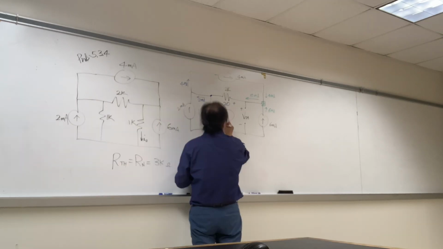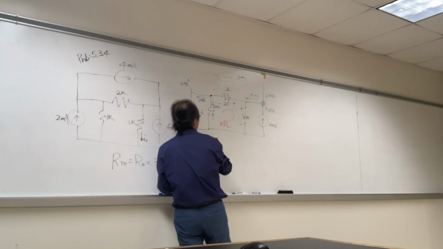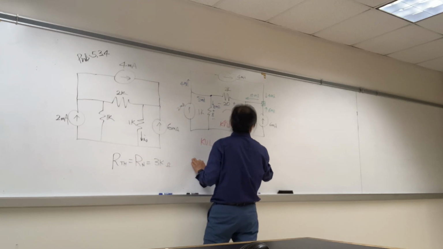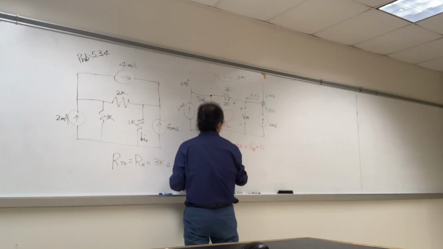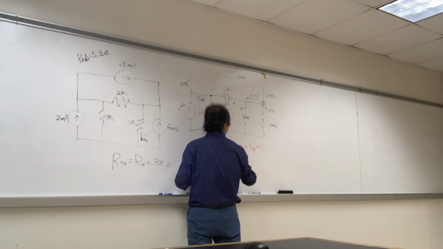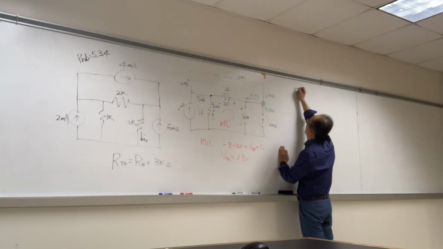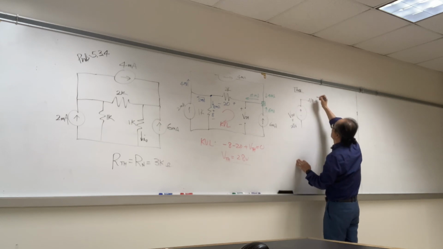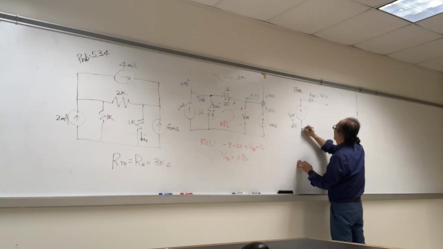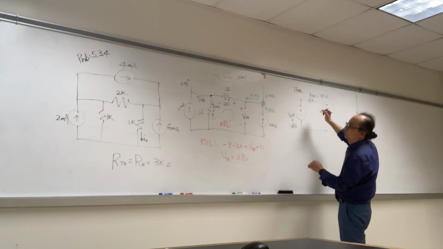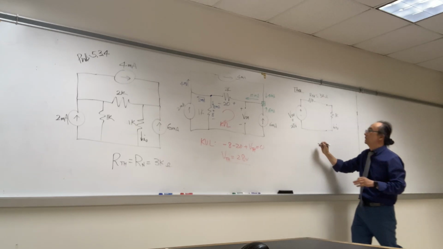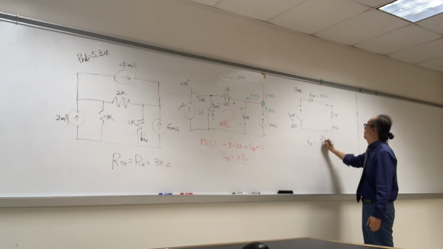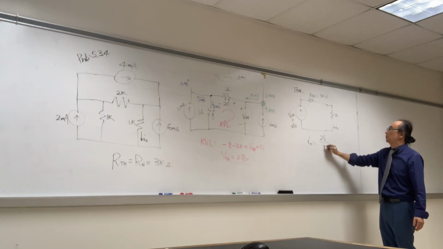Now we need to do KVL in here, then negative 8, negative 20 plus VTH equals to 0. Therefore, VTH equals 28 volts. Therefore, our Thevenin circuit is going to be VTH in series with RTH, and the load that we took out, that's the 1K, and we need to find I naught equals V over R. V is 28 over R is 4K, 7.